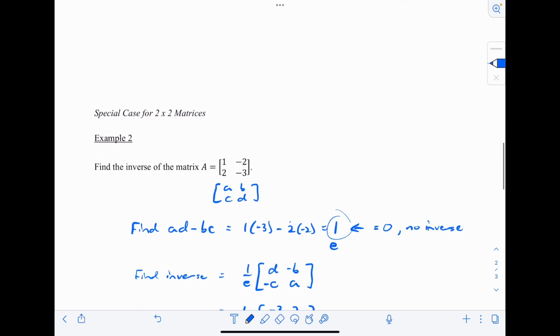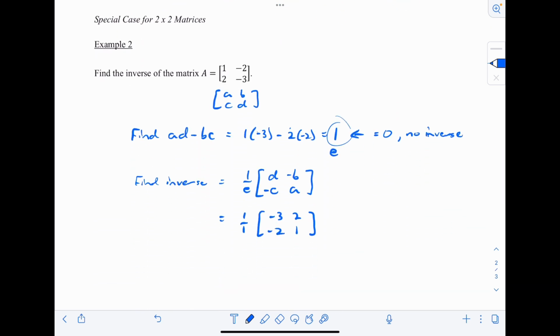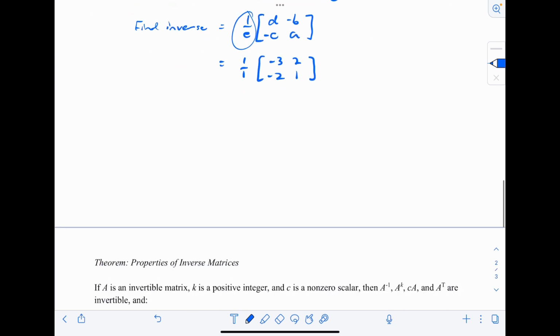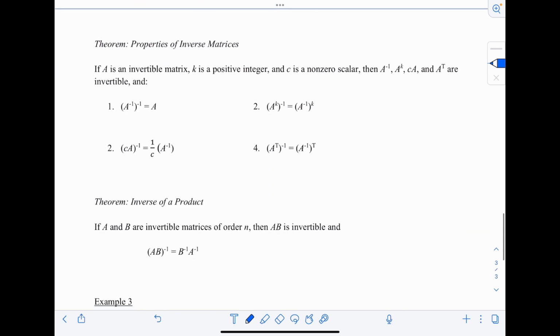All right. So that's, again, only for 2x2 matrices, but it's a faster way of finding the inverse. You simply multiply the diagonals and subtract them, and then you take that determinant and write it as 1 over that number times the reformatted matrix. All right, let's move on and talk about a couple of theorems here.